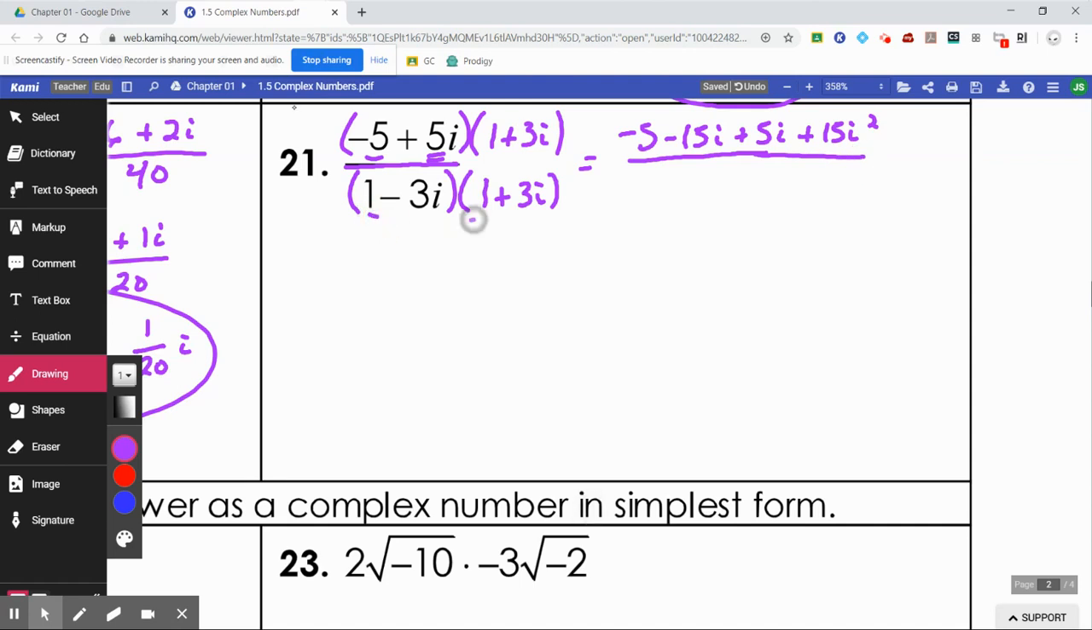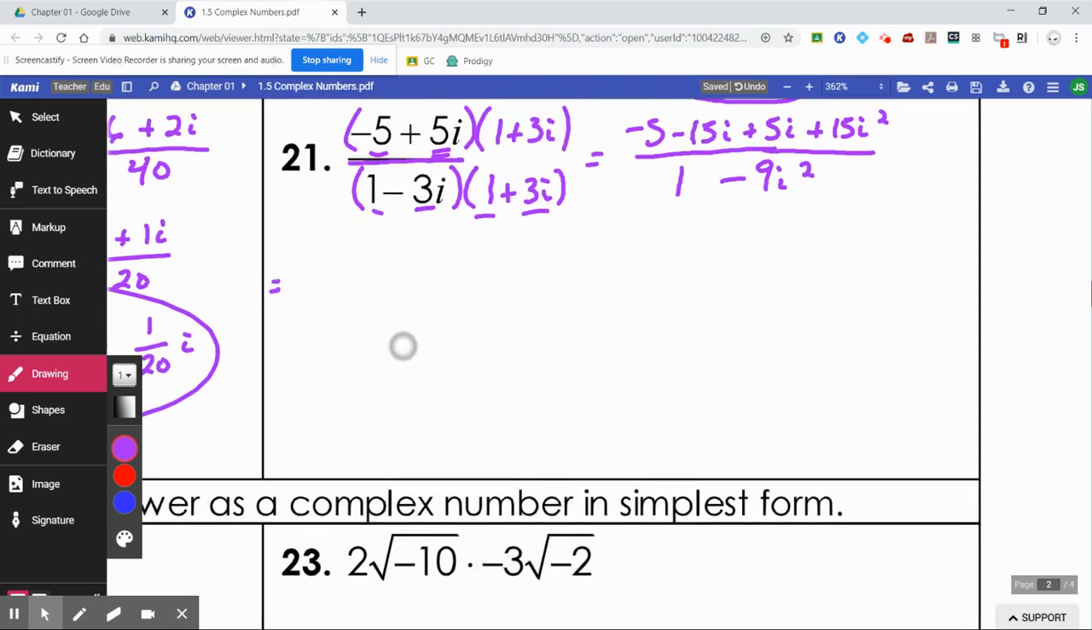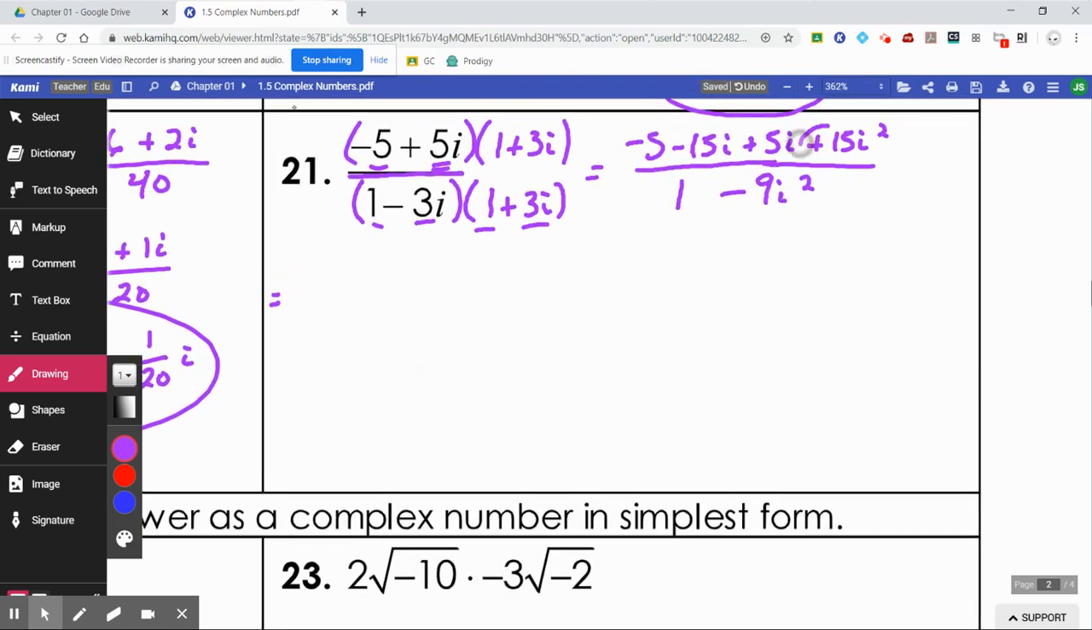On bottom, conjugates, 1 times 1 is 1. Negative 3i, positive 3i is a negative 3i, or negative 9i squared. On top, combine like terms and put your real stuff first. 15 times i squared will be a negative 15, combined with negative 5 is a negative 20. Negative 15i and a positive 5i is a negative 10i. On bottom, you have negative 9 times negative 1 will be a plus 9. So 1 plus 9 will be 10.